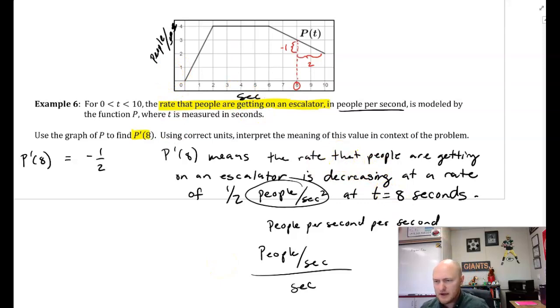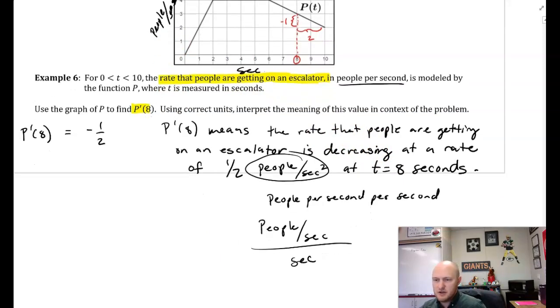Okay. All right. Hey, that's going to do it for this video. We have interpreted derivatives in context, interpreted rates.